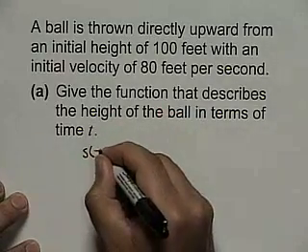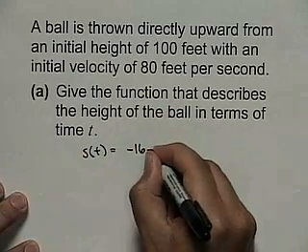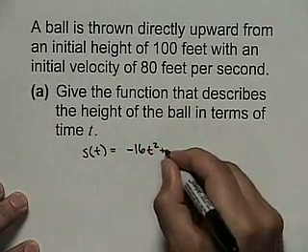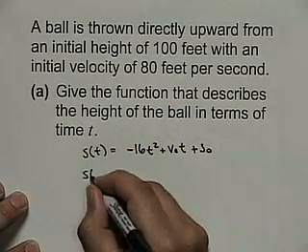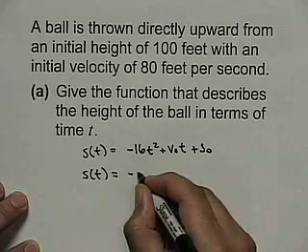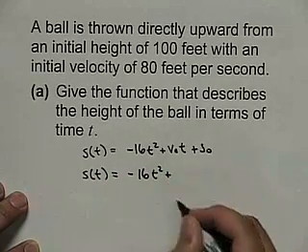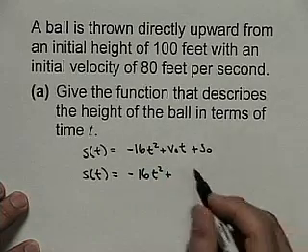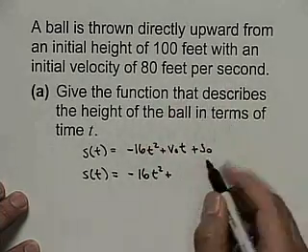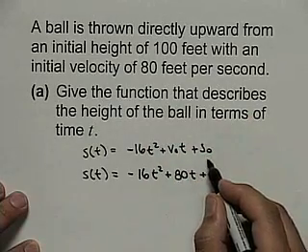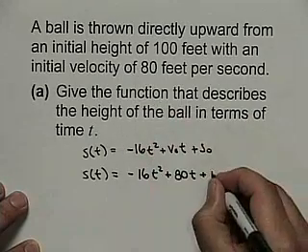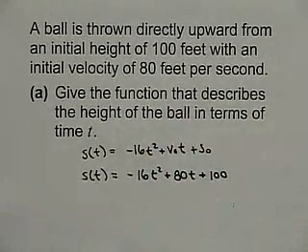Well, using the equation we just saw, where s of t equals negative 16t squared plus v sub 0 t plus s sub 0, and filling in our information from this particular problem, we know that s of t equals negative 16t squared plus the initial velocity, which is 80, and it's positive 80 because it's thrown upward, so it's plus 80t, plus the initial position, which we're told the initial height is 100 feet. So our function is s of t equals negative 16t squared plus 80t plus 100.